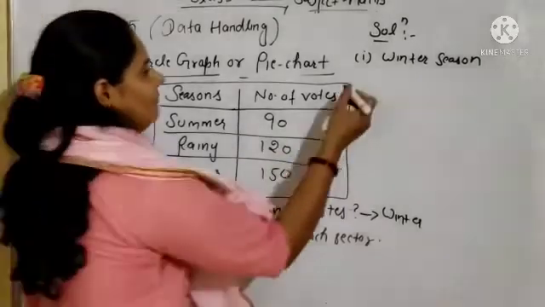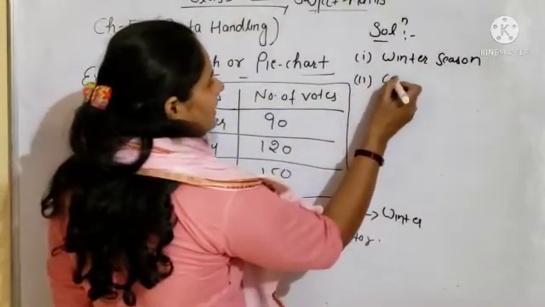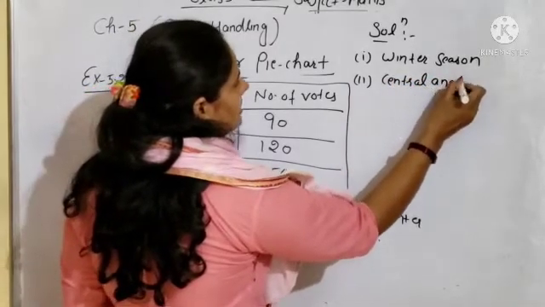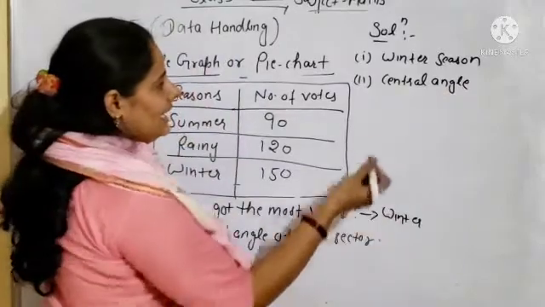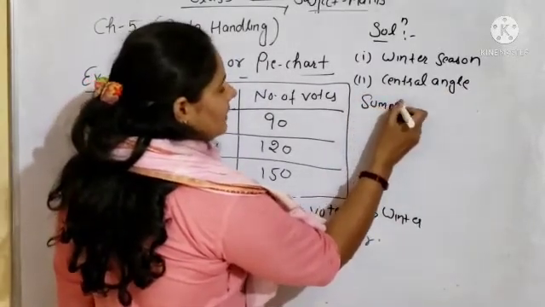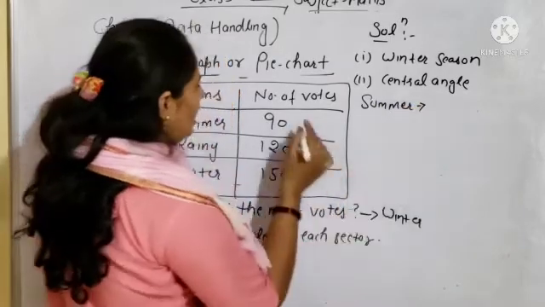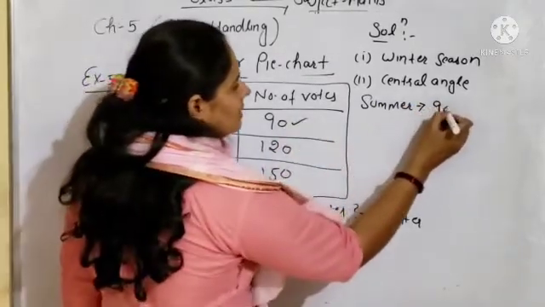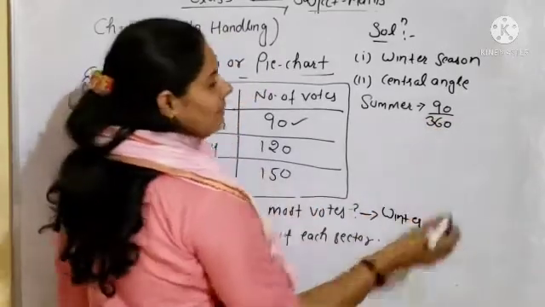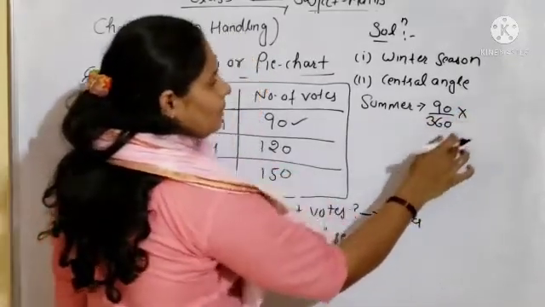So for the summer central angle, कैसे find out करोगे? For example, if you are finding for summer, तो summer के लिए central angle क्या होगा? Number of votes divided by total votes, multiplied by the number of angles.